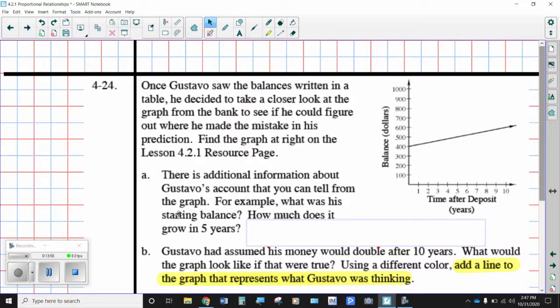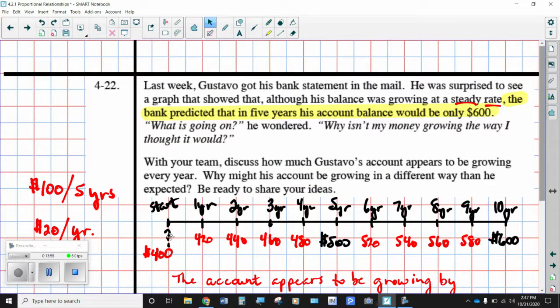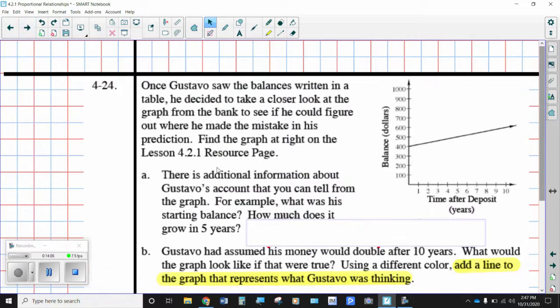Now remember how we used that number line to figure out how much his grandmother must have put into the account? Now look at the year 0 on the graph. So time is years after being deposited, right? This is 1 year after the deposit. That's 2, that's 3, that's 4, that's 5. The 5th year appears to match up with 500, right?